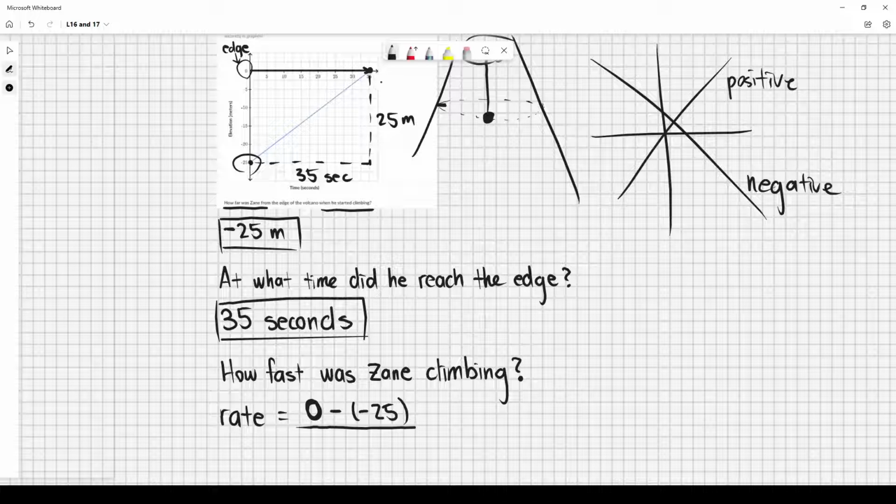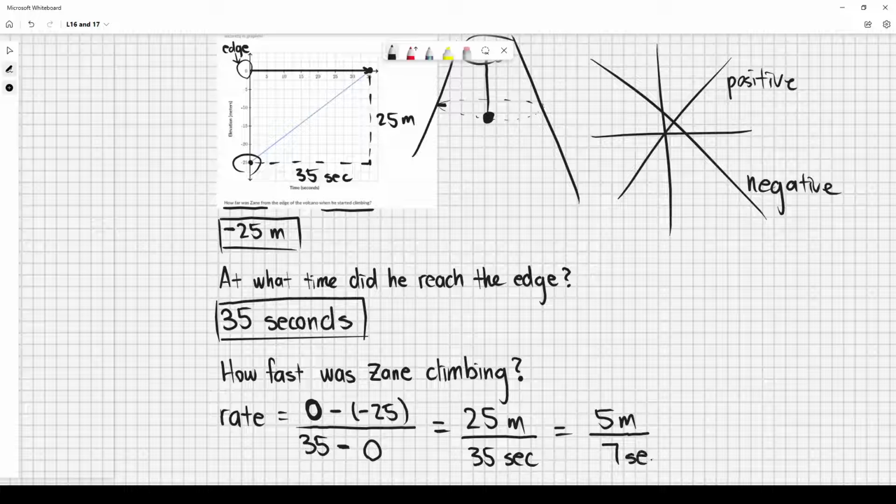So the final time was 35 seconds, and then minus the initial time, which is 0 seconds. So 0 minus -25 is add 25. So this is 25. Oh, don't forget the units. Divided by 35 seconds. And when you simplify this down, it's not 3 over 4, it's 5 over 7. 5 meters for every 7 seconds. That's how fast he's going.